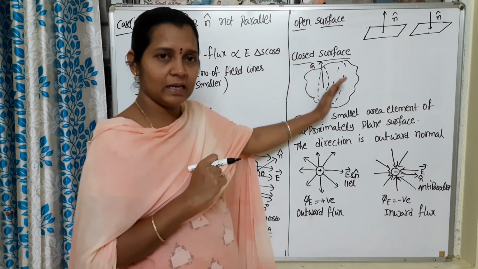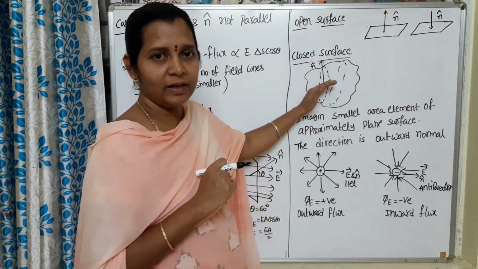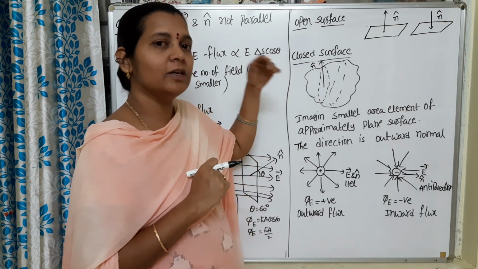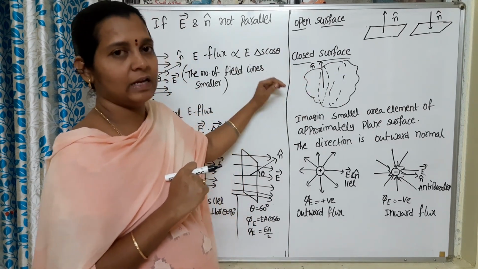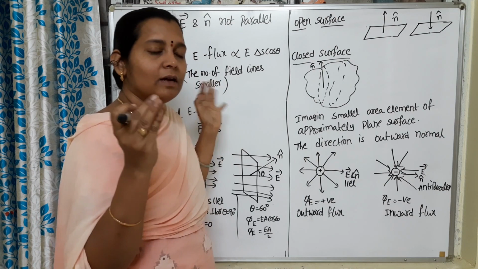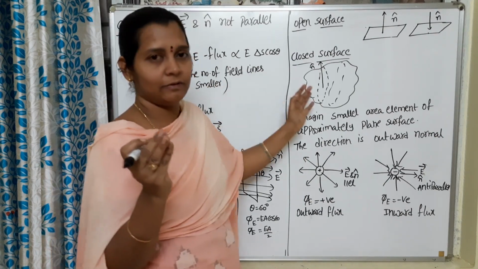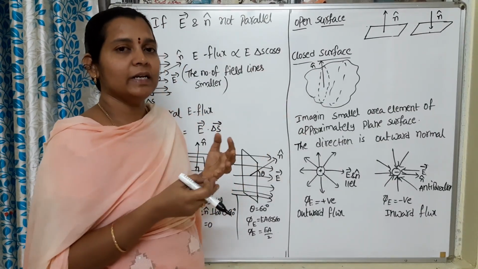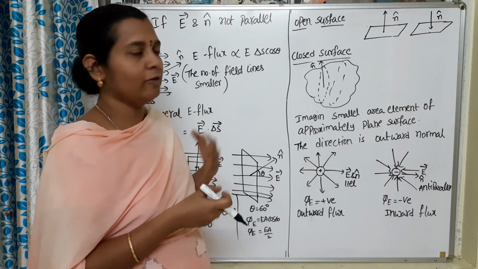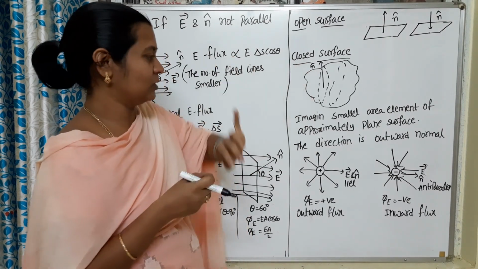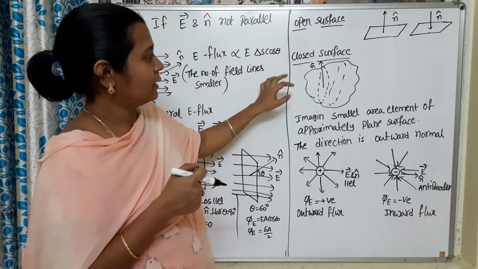So by considering it this way, we divide the surface into smaller elements, and we consider the flux through each area element. By adding the flux through all the plane surfaces, we'll get the total electric flux through this closed surface, that we are going to see, right?